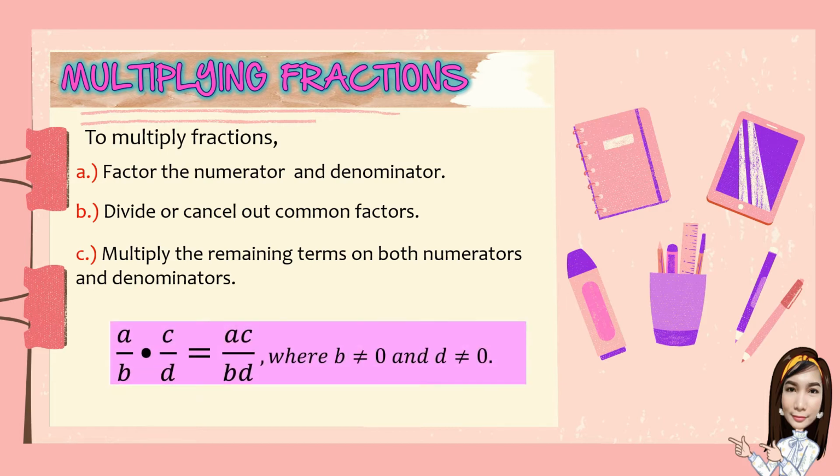Given A over B times C over D, simply multiply numerator times numerator and denominator times denominator. So A times C is equal to AC over B times D is equal to BD, where B is not equal to 0 and D is not equal to 0.